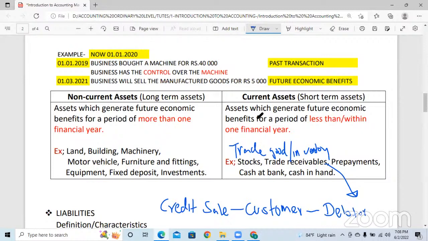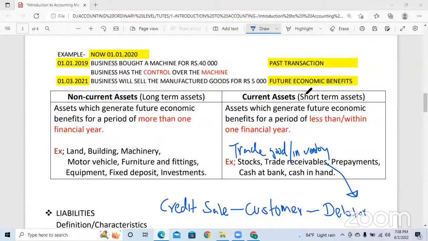Guys, debtors are assets. What asset? Current asset, because I will tell Huda to pay me within 1 month. So we call them debtors. So remember, guys, an easy way to remember: debtors are created due to what? A credit sale. Credit sale is where you sell goods and ask the customer to pay the money later.